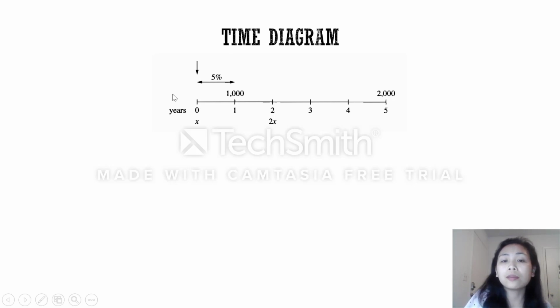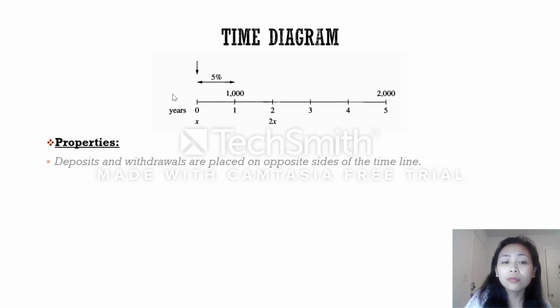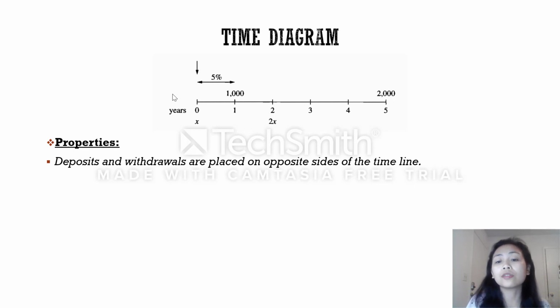The first property of a time diagram is that deposits and withdrawals are placed on opposite sides of the timeline. Here, for example, you see 1,000 and 2,000 on the same side, and X and 2X on the same side. That means if X and 2X are deposits, then 1,000 and 2,000 are withdrawals, and otherwise, if 1,000 and 2,000 are deposits, then X and 2X are withdrawals.